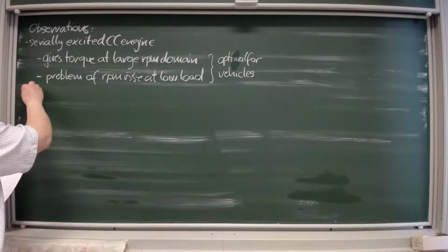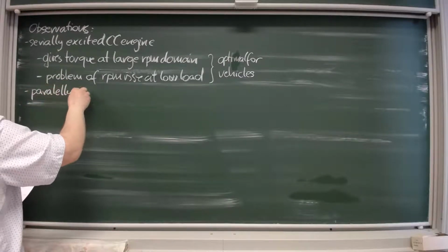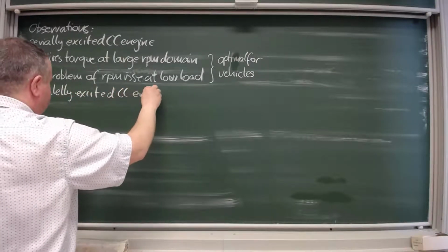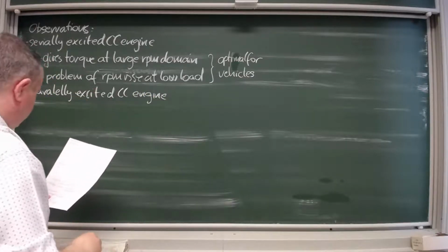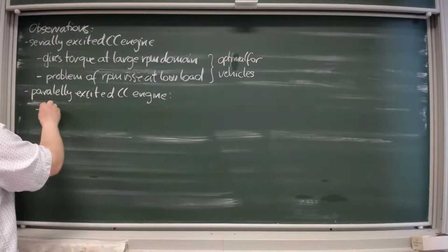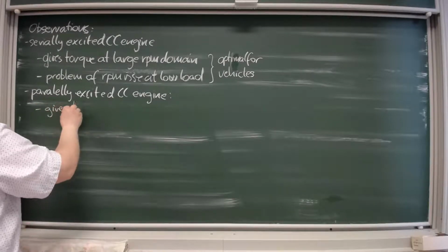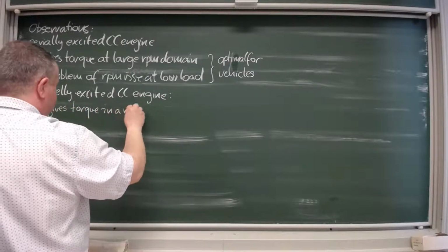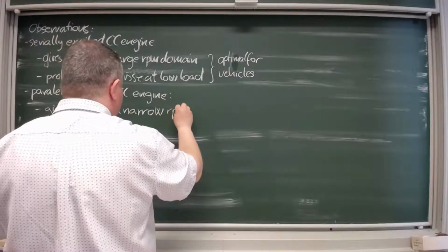And a parallelly excited DC engine, direct current excited. Yeah. Here we get, it gives a parallelly excited DC engine. It gives torque in a narrow RPM domain.